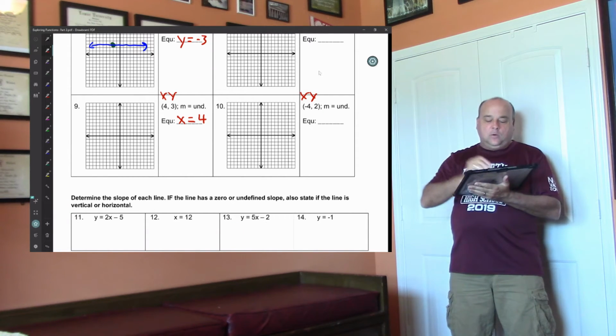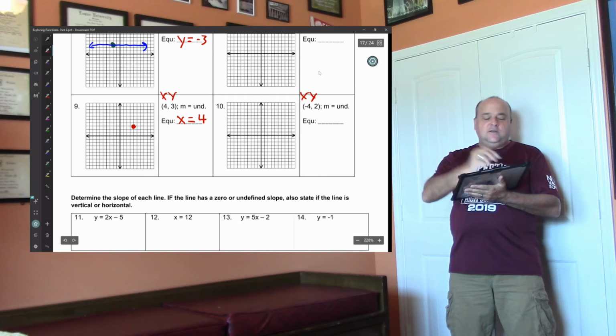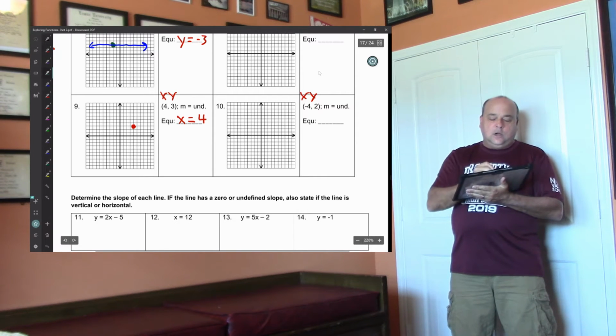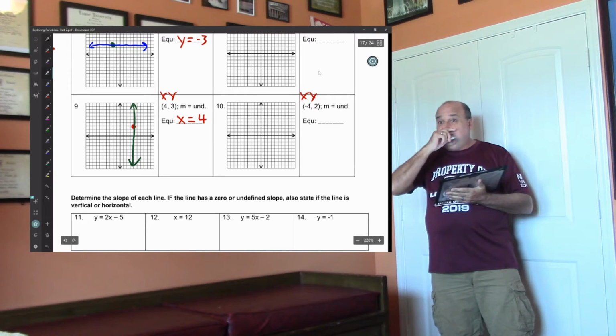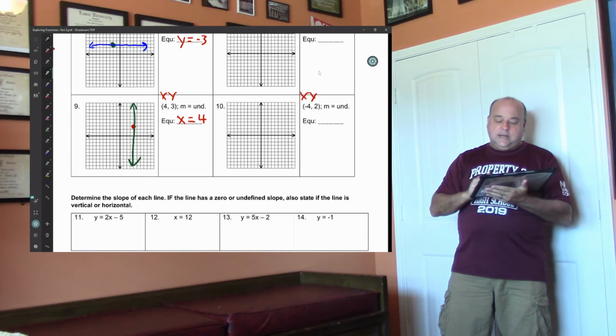Now then, let's graph the ordered pair. Over 4, 1, 2, 3, 4, up 3, 1, 2, 3, put a dot. And I want an undefined slope. An undefined slope goes straight up and down, doesn't it? So notice that equation is x equals 4. It will not cross y, will it? You could do 9 and 10 on your own.